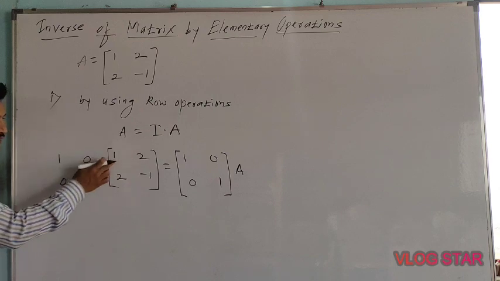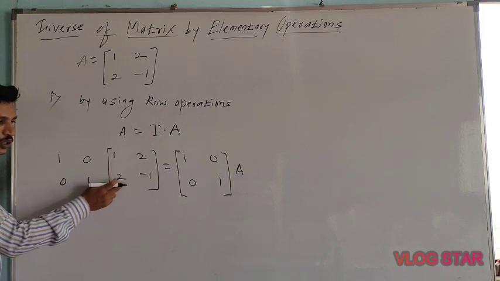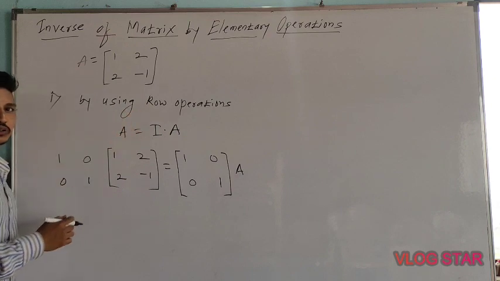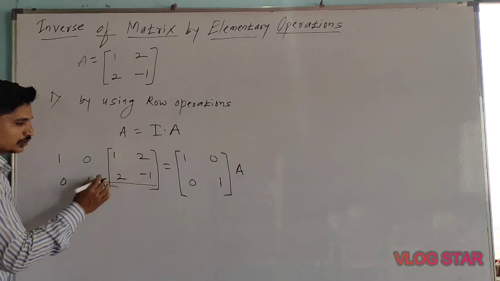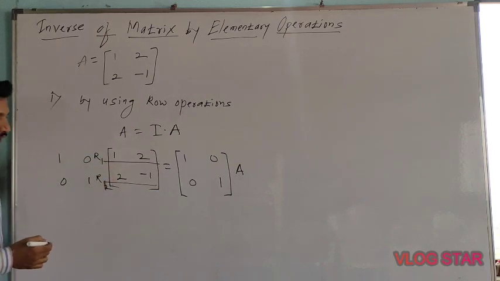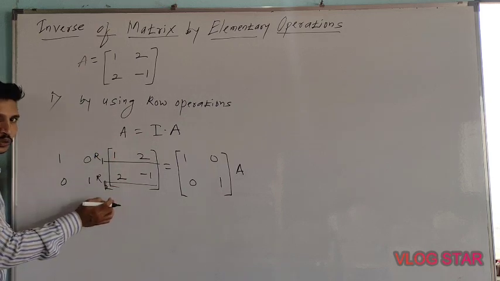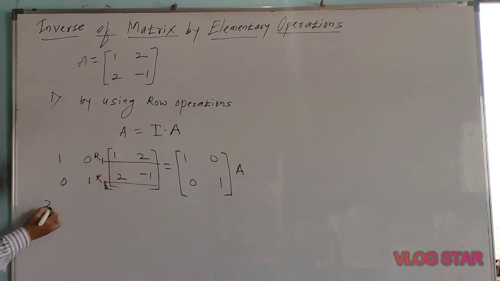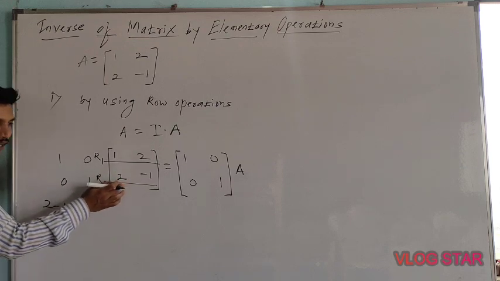Now already 1 is here, so I want to convert this into 0. How to convert? I am using a row operation. Suppose this is R1 and this is R2. If I subtract row 2 minus row 1, can we get 0 here? No, see here, 2 minus 1, 1 will come. So I want 0 here. Correct?